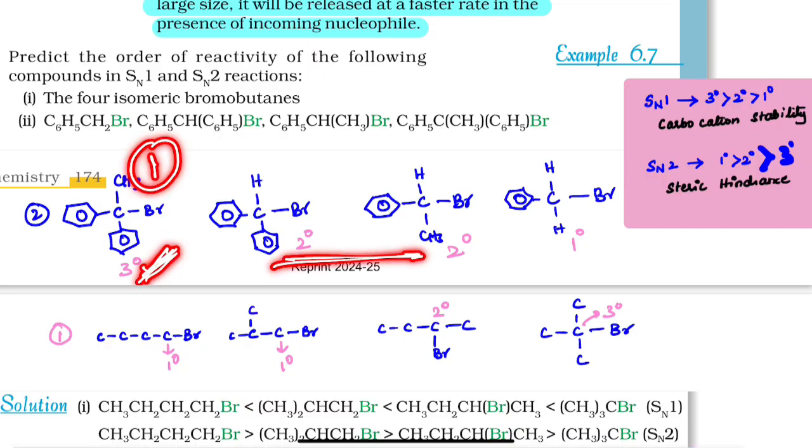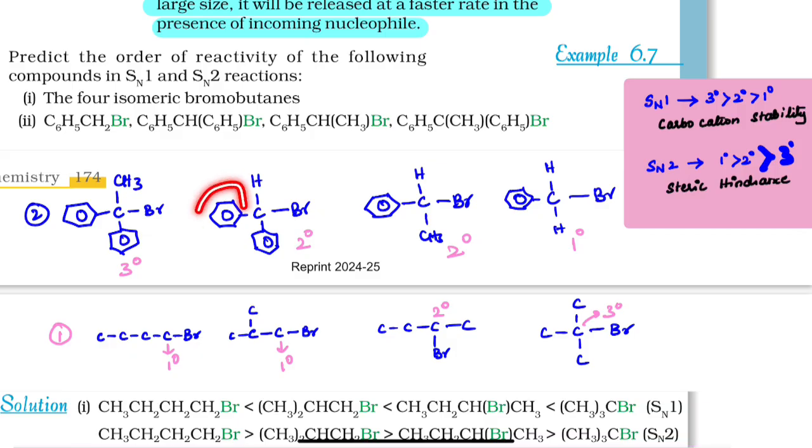Now in these two we have to compare. So in these two, which is more stable? Here you can see 2 phenyl rings are present. So resonance will be more here. Therefore stabilization also will be more. Stability of carbocation is more here. So this is number 2, and then this is number 3, and then primary carbon will be number 4.